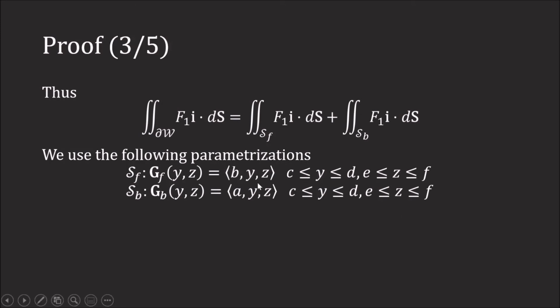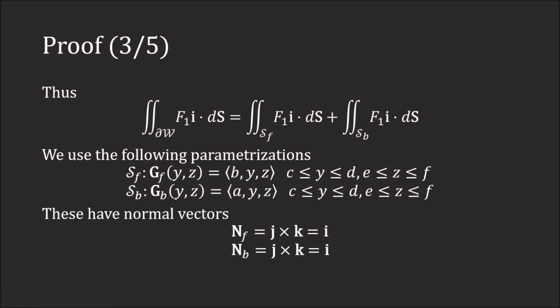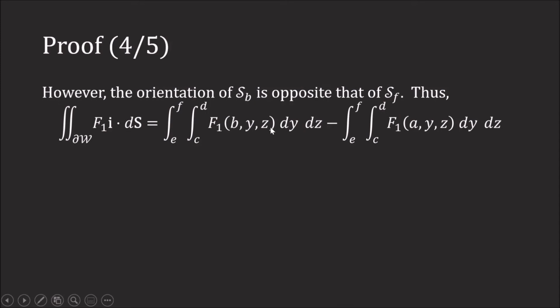So for the front, we use byz. For the back, we use ayz. And both have the exact same normal vector of i hat. However, if you notice, the orientation of the back is opposite that of the front. So when we go and actually write this out using the parameterizations, this will be minus. Right? So this is the front and this is the back.